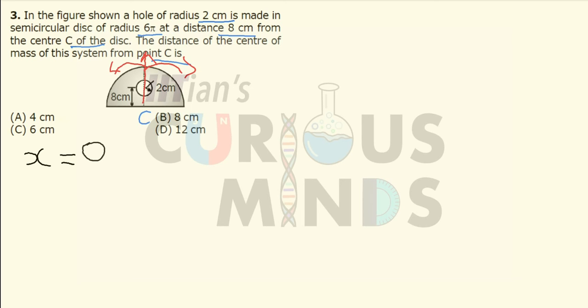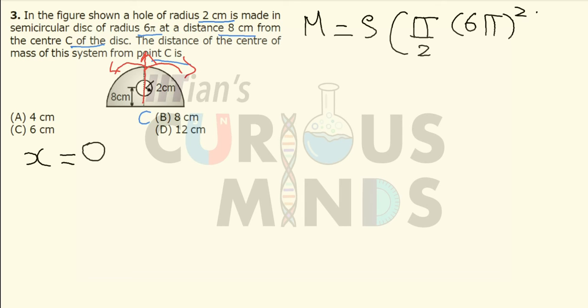Okay, so for the y coordinate, before we proceed, let us first find out the mass of the smaller circle with respect to the larger semicircle. Now let the mass of the semicircle be equal to m, which will be equal to areal density into area. Area over here will be equal to pi r square into 2 divided by 2, which is equal to pi by 2 into r square. R over here is equal to 6 pi the whole square.